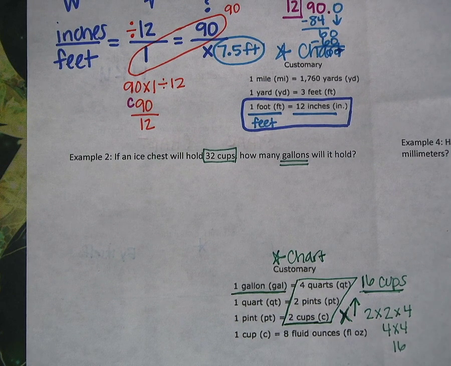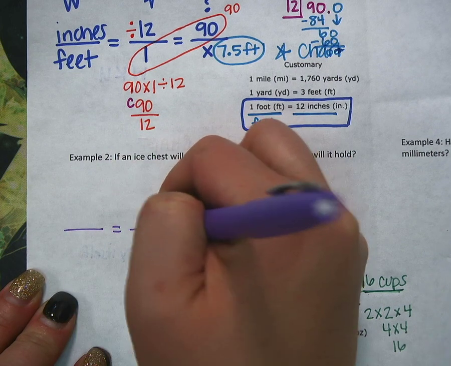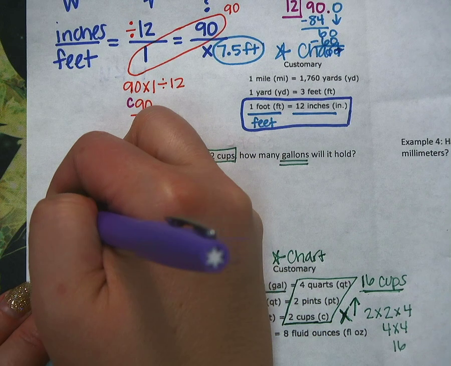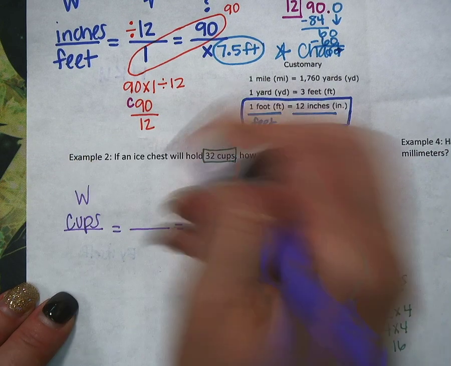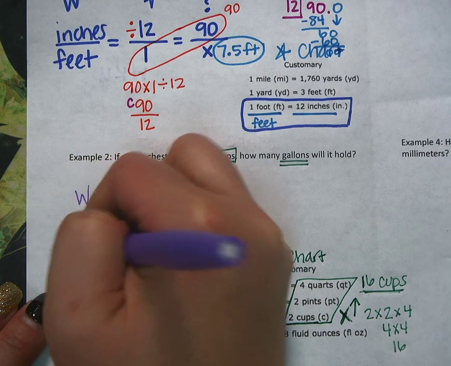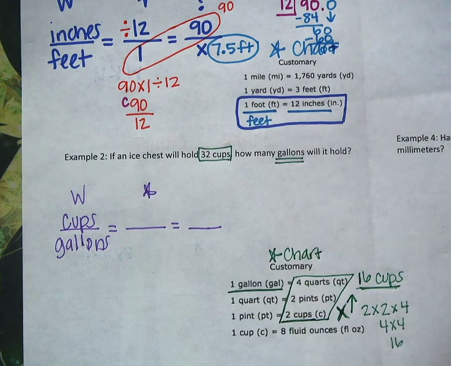And now I'm ready to set up my WKU. So I'm gonna draw it out. I always start with my words. So my words were cups and gallons. Okay, and then the middle information comes from my star chart.